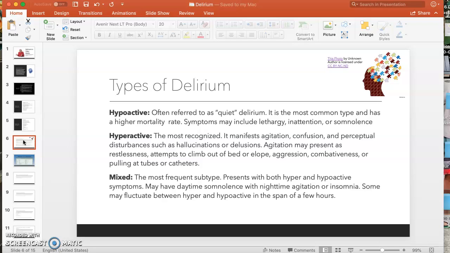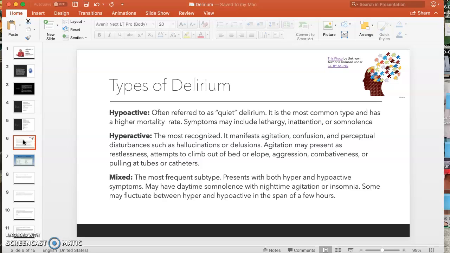Another type of delirium is the hyperactive. This is the most recognized and manifests as agitation, confusion, or perceptual disturbances such as hallucinations or delusions. Agitation may be present as restlessness, attempts to climb out of bed, elope, aggression, combativeness, or pulling out tubes or catheters.